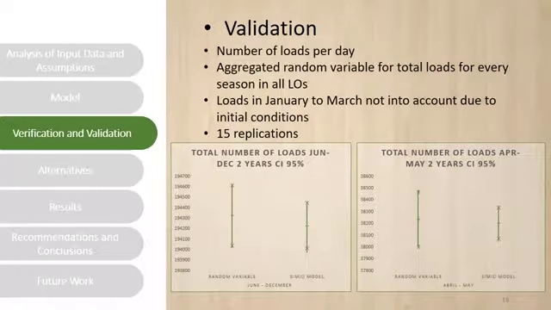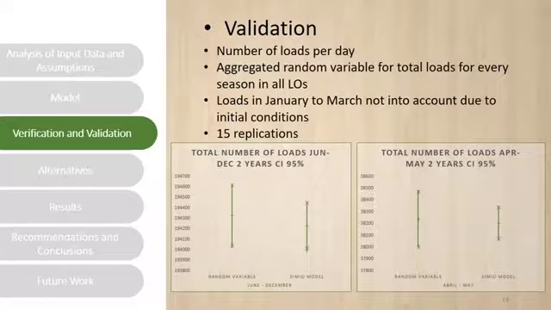To validate the model, we use the number of loads per day. For that, we created a random variable for the total amount of loads sent across all logging operations, and created a validation interval of this variable for every season. We do not consider the months from January to March, as this is the warm-up period.